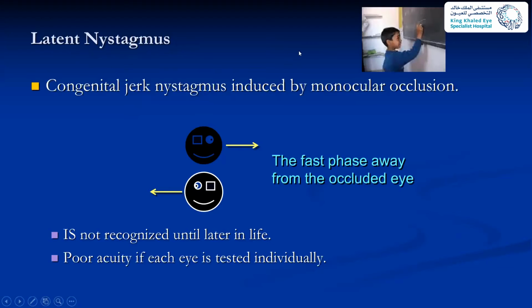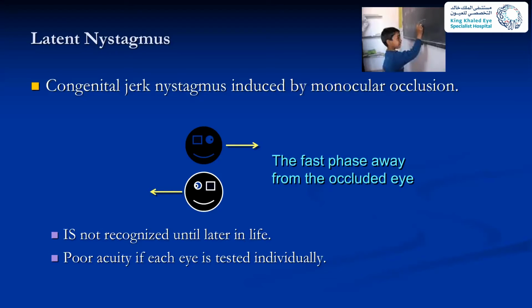Latent nystagmus. Why is it latent nystagmus? Because usually it is discovered at school age. When in school, they start checking the vision of each eye alone, and then the child has poor vision, so they send him to be checked, and the ophthalmologist finds that this patient has latent nystagmus. Latent nystagmus is congenital jerk nystagmus induced by monocular occlusion.